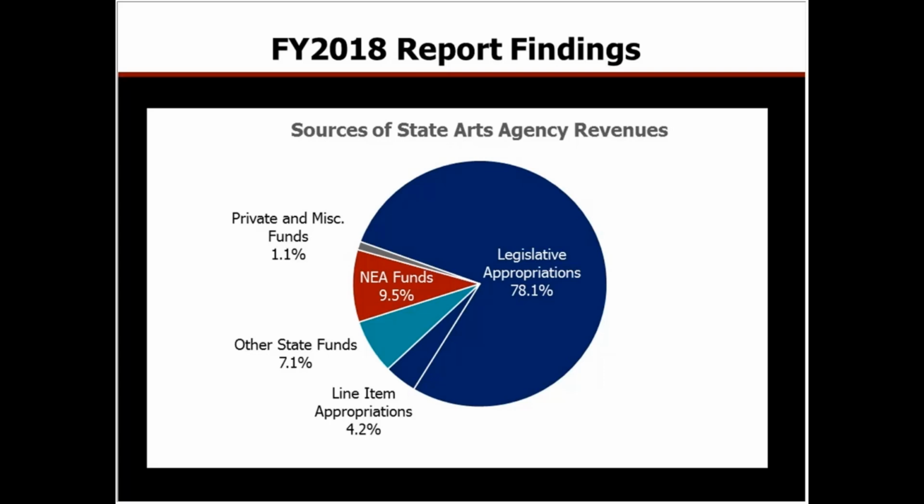Now, out of the total aggregated SAA revenues, 9.5% come from the NEA, and only 1.1% come from private funds or miscellaneous funds. So this gives us a picture of state arts agencies on the whole, but it's highly unlikely that the pie chart for your state looks the same.